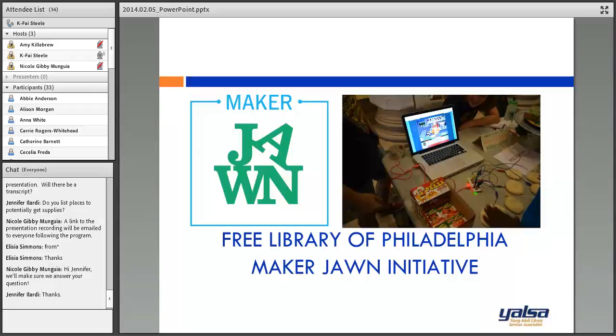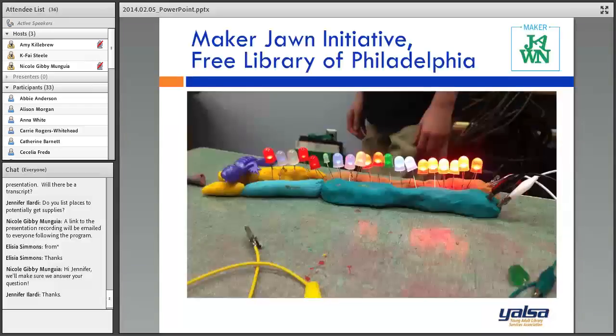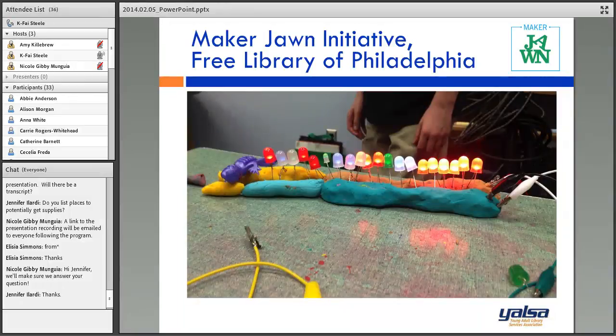So again, my name is Phi Steel. I'm a teen programming specialist from the Free Library of Philadelphia. I run an initiative called the Maker John Initiative. Some of you might recognize some of this. Actually, I believe this is up on Make It at Your Library, or the similar project is called Squishy Circuits. More to come on this in a little bit.